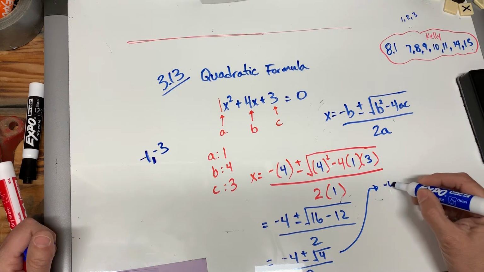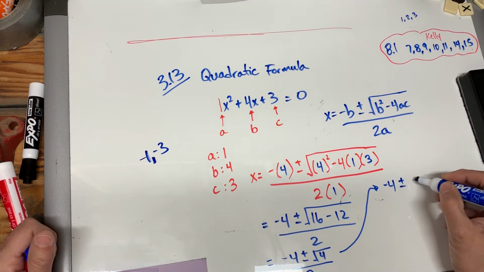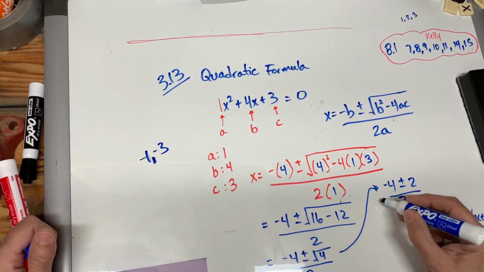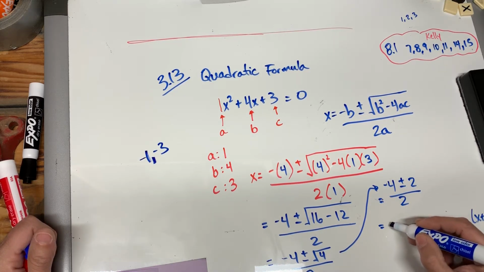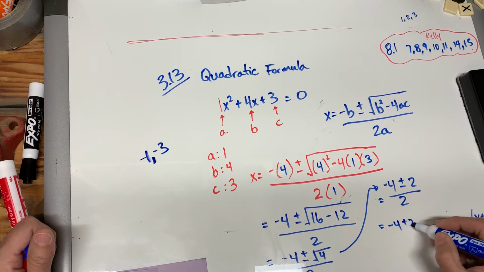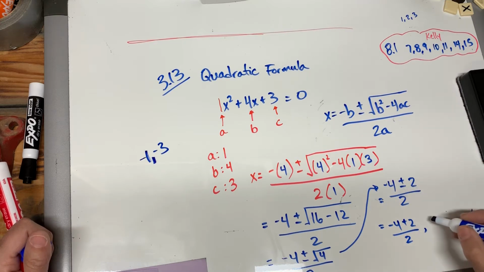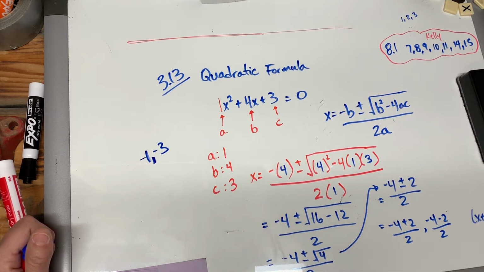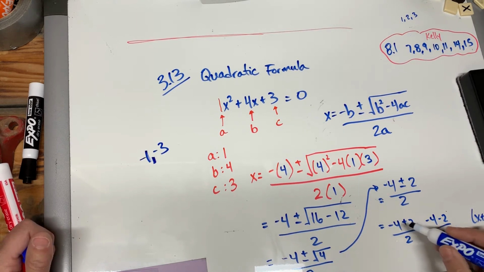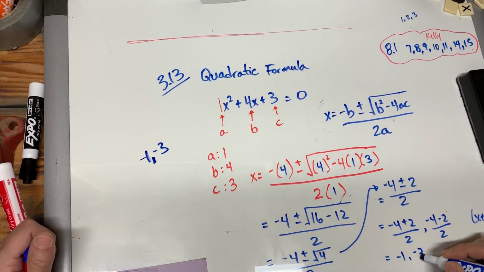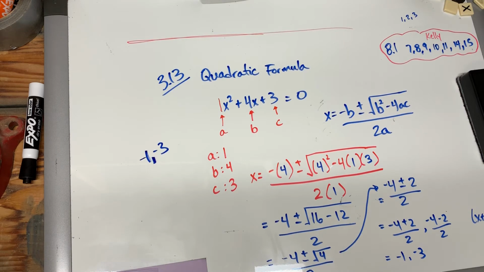So I get -4 plus or minus the square root of 4, which is 2, all over 2, which equals -4 plus 2 over 2, whatever that ends up being, or -4 minus 2 over 2. So -4 plus 2 is -2, divided by 2 is -1. -4 minus 2 is -6, divided by 2 is -3. So you see we get the same two answers.